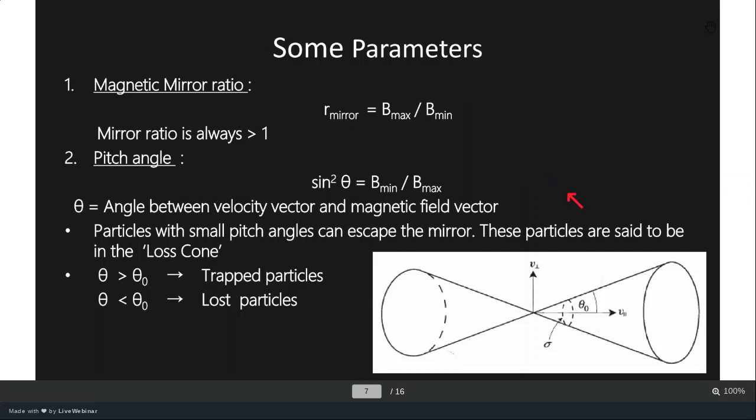And surprisingly, particles with small pitch angles can escape the mirror, and these particles are said to be in the loss cone. So you can see the loss cone in this image. Here the particles which have angles greater than theta naught will be trapped, and the particles having an angle less than theta naught will be lost.